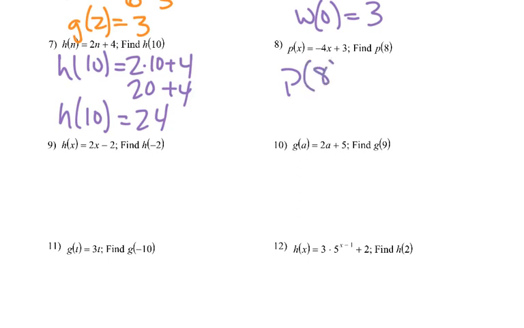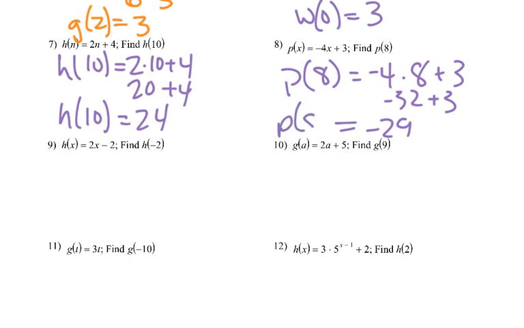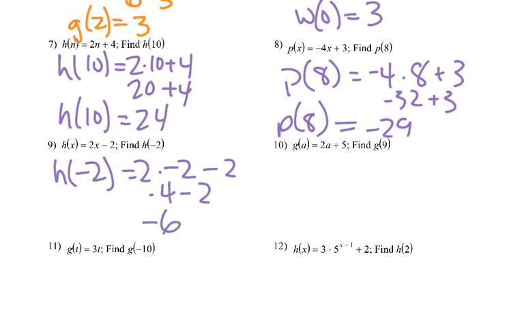p of 8 would equal negative 4 times 8 plus 3. Negative 4 times 8 is negative 32, plus 3 is negative 29. So p of 8 equals negative 29. Okay, h of negative 2 would equal 2 times negative 2 minus 2. So negative 4 minus 2, negative 6. h of negative 2 equals negative 6.